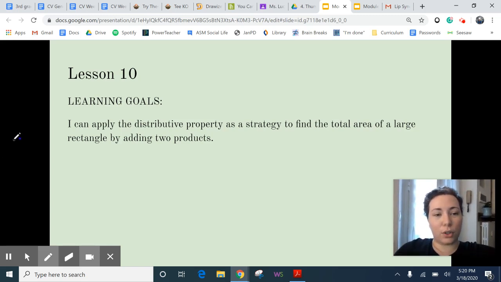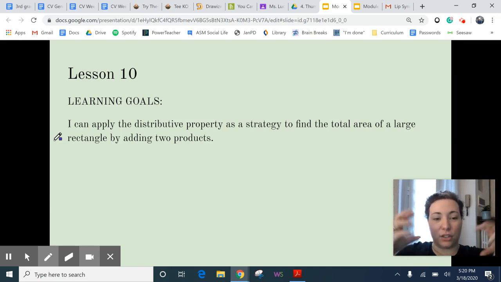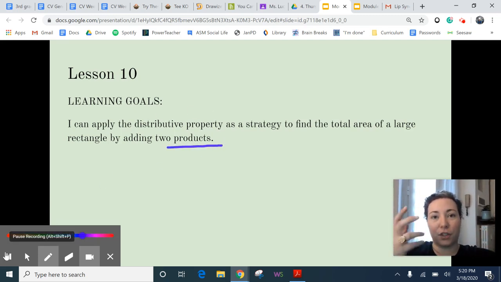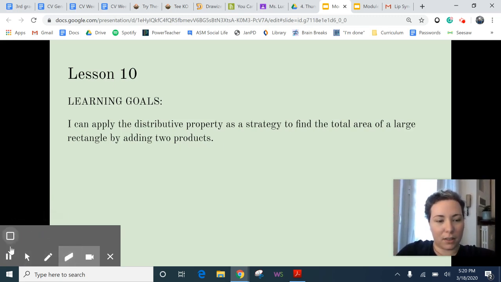And here we go. Your learning goal by the end of this is that you can say, I can apply the distributive property as a strategy to find the total area of a large rectangle by adding two products. Remember, a product is what you get after you multiply two numbers or two factors. All right.